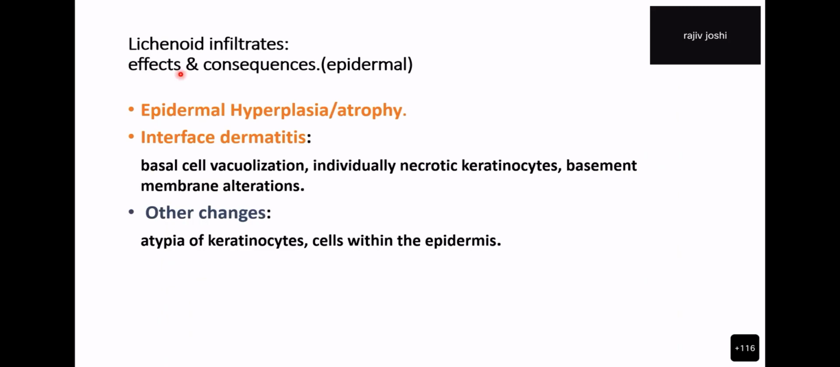So what are the effects of a lichenoid infiltrate? If you see the effect on the epidermis, you can either get epidermal hyperplasia or epidermal atrophy, depending on the type of disease that you're dealing with. You can get interface dermatitis, which includes basal cell vacuolization, individually necrotic keratinocytes or so-called colloid bodies, basement membrane thickening, etc. Other changes that you can get are exocytosis, that is infiltration of the epidermis with lymphocytes, sometimes even with other cells like Langerhans cells.